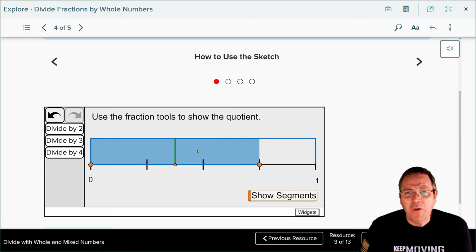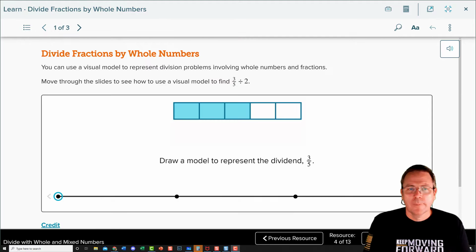Now, that all looks nice for kind of visualizing what 3/4 divided by 2 looks like, but it doesn't really do a good job of giving us an answer. So we need to work on figuring out a way to actually get answers that we can live with, and for me this isn't it.